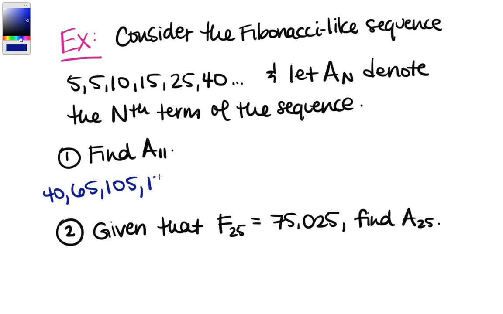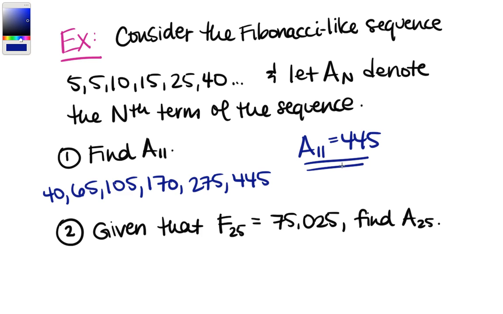65 and 105 gives us 170. 105 and 170 gives us 275. And 170 and 275 gives us 445. And let's see, 1, 2, 3, 4, 5, 6. 40 is 6th. 7, 8, 9, 10, 11. So we've got that A11 is 445. All right, now we're going to relate this back to Fibonacci sequences.